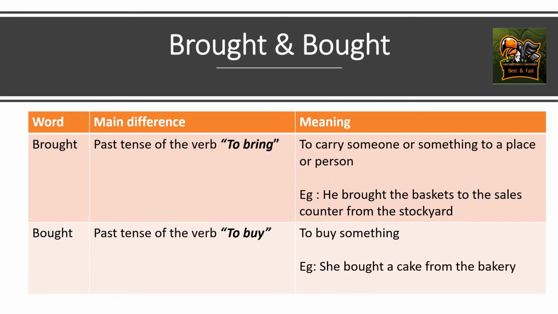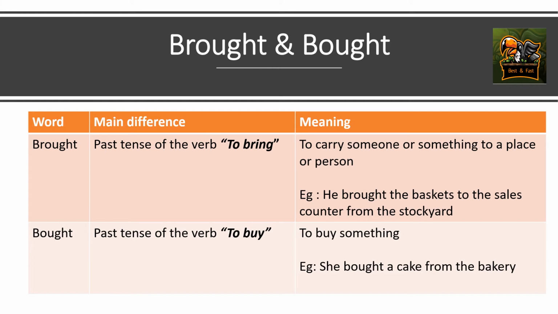Let's look at the next two words. The next two words here are brought and bought. These two words cause confusion because they are like twins that are not quite identical, and yet we look at them twice to be sure. The meaning, of course, is also related to past tense. Both these words talk about past tense.